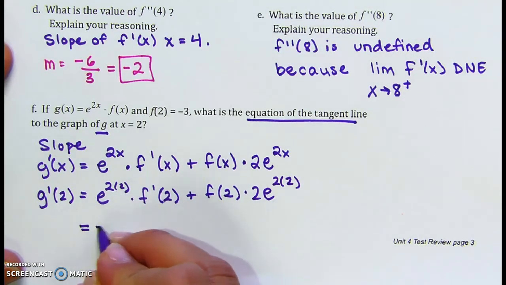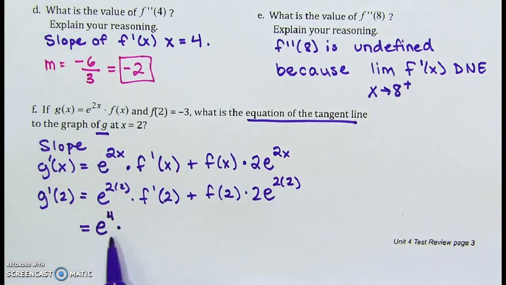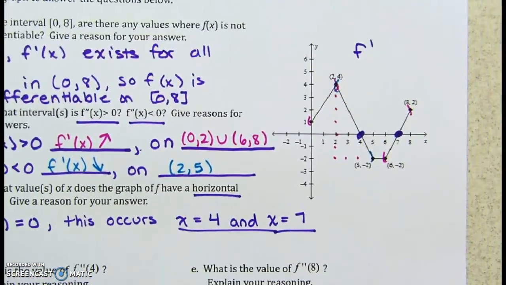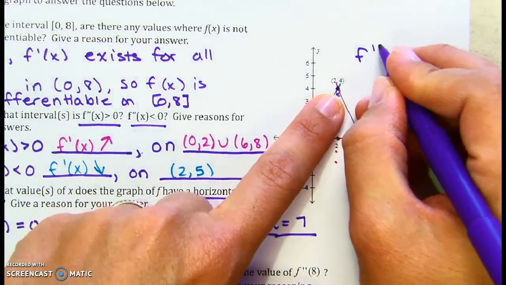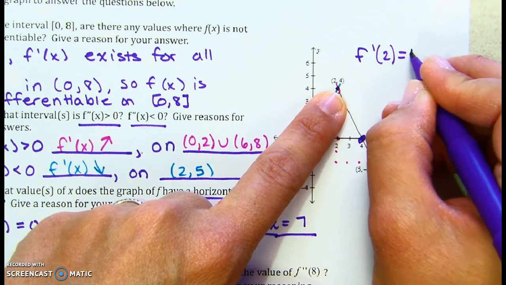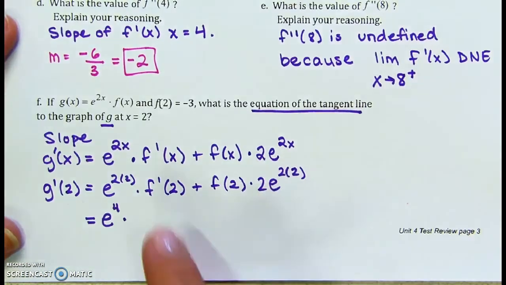e to the 2 times 2, we're going to rewrite that as e to the 4 times f prime of 2. Where are we going to get this value from? The graph, because don't we have a graph of f prime? So what is f prime of 2 equal to? 4, because all of these points are derivatives. So we're going to replace f prime of 2 with the number 4.